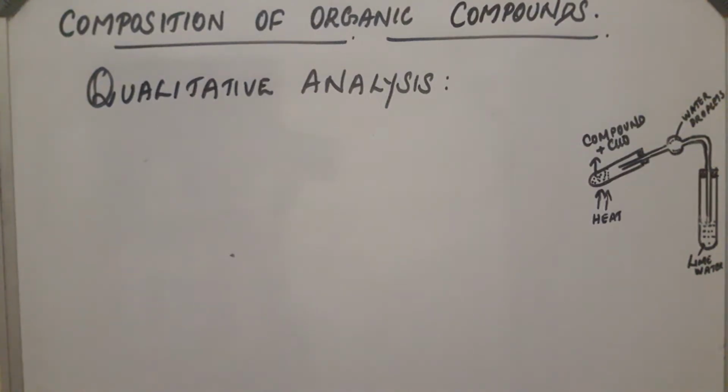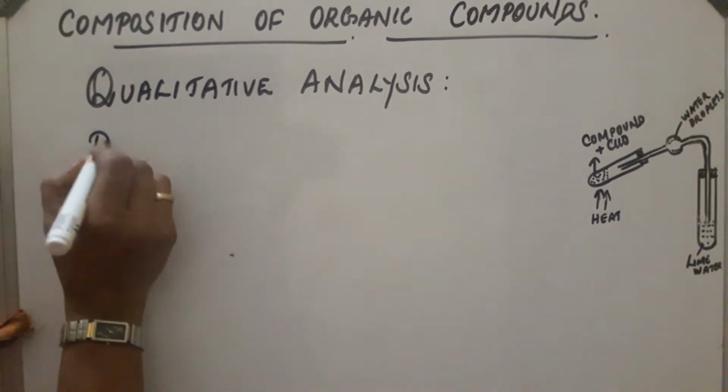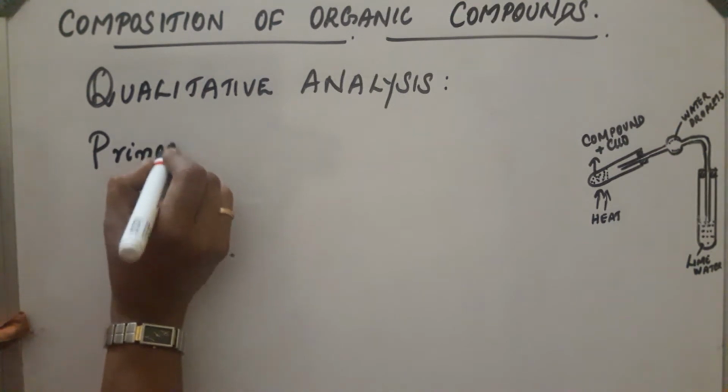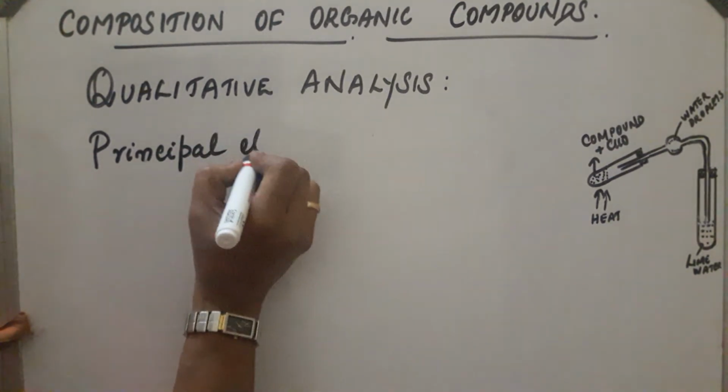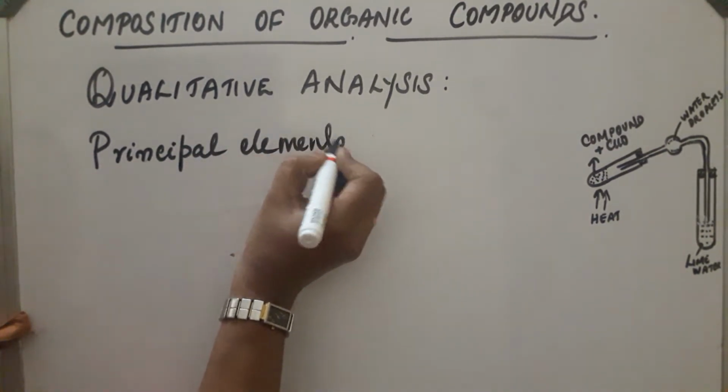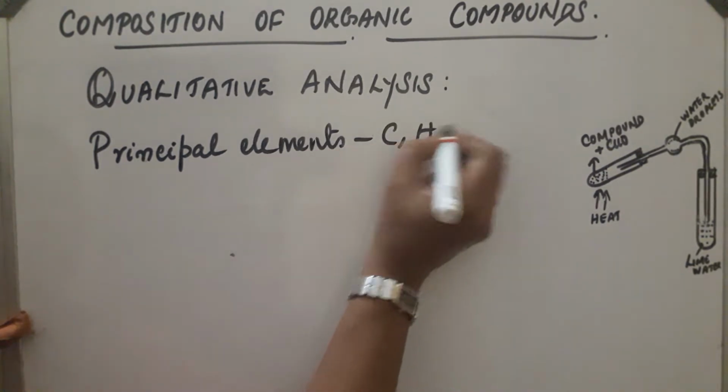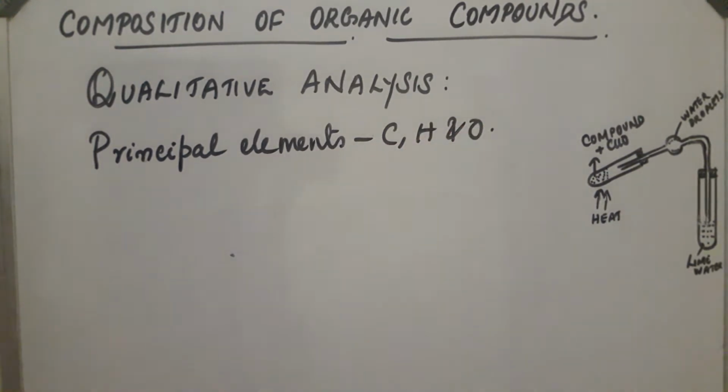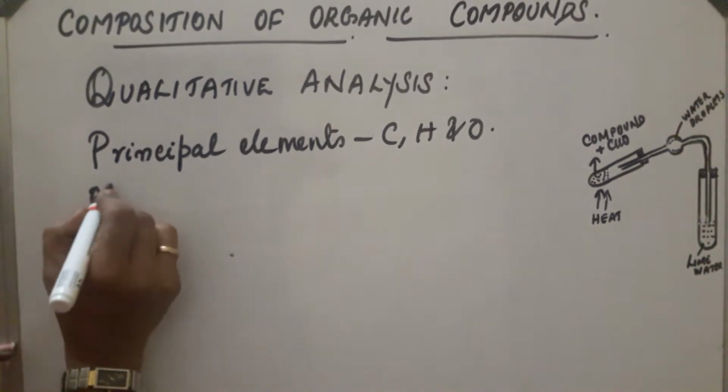Composition of organic compounds. Detection of different elements present in organic compounds by qualitative analysis. Most organic compounds contain 2 to 5 different elements, and the principal elements present in them are carbon, hydrogen and oxygen.